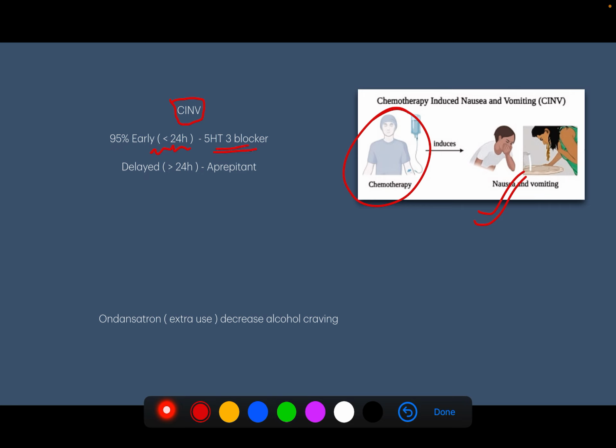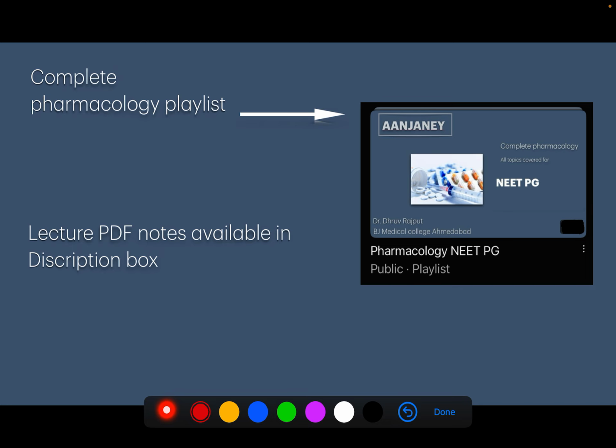And which were the blockers? The vomiting was happening on the shirt, so the setrons were the blockers, right? But if it's delayed, we give aprepitant, which is a different kind of drug, only if there is delayed nausea vomiting. Done. Now, ondansetron has one extra use, which is to decrease alcohol craving or the desire to drink alcohol. Done. So that's it for today, guys.